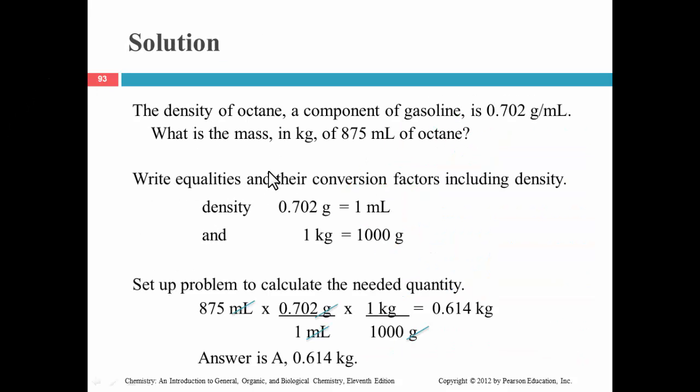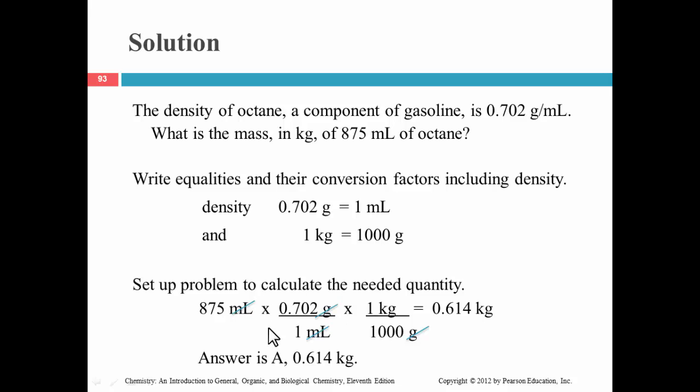So first, let's write down the equalities that we will be using. Density: 0.702 grams of octane equals 1 milliliter of octane, and 1 kilogram equals 1,000 grams. And here we set up the problem. We were given 875 milliliters of octane. That was our given unit.